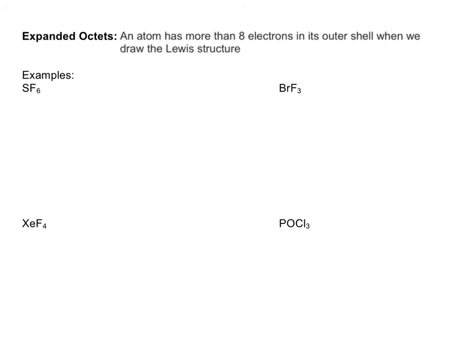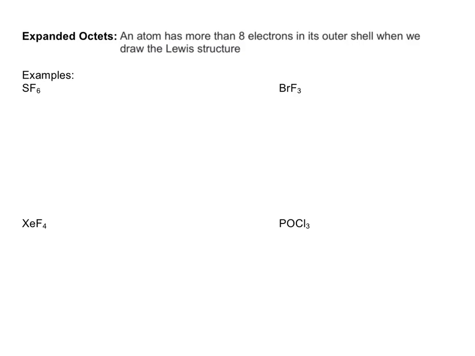The final exception that I'm going to talk about today is expanded octets. And an expanded octet is just what it sounds like. It's when the central atom actually has more than 8 electrons. And this can't happen for every atom on the periodic table. The element has to be in the 3rd row or below.